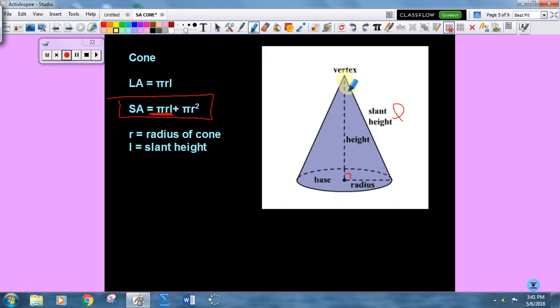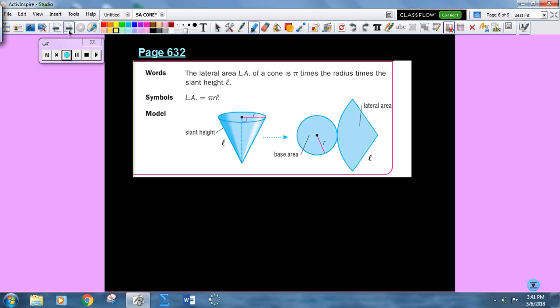So this right here is my slant height. So the surface area is pi RL, which again is the area of that funny looking triangle, plus the circle. So R is the radius, L is the slant height. In words, the lateral area is pi times the radius times the slant height. So again, this, which is in your book on page 632, shows me that funny looking triangle.